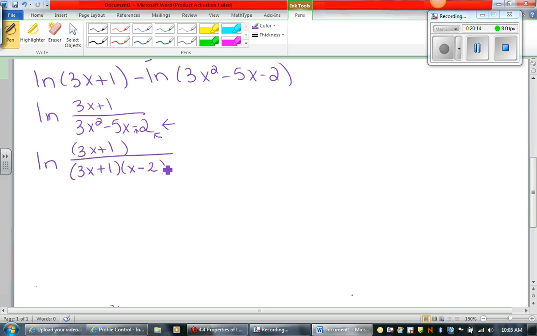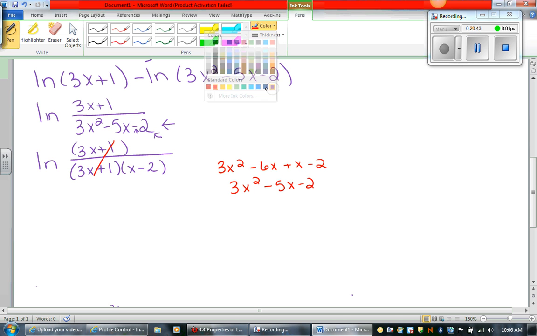The way I can check to make sure that I'm correct is to FOIL that back out. 3x times x is 3x squared. 3x times negative 2 is negative 6x. 1 times x is positive x. And 1 times negative 2 is negative 2. That gives me back 3x squared minus 5x minus 2, and that's exactly what I wanted. So these simplify to 1, and what we have left is 1 over x minus 2.